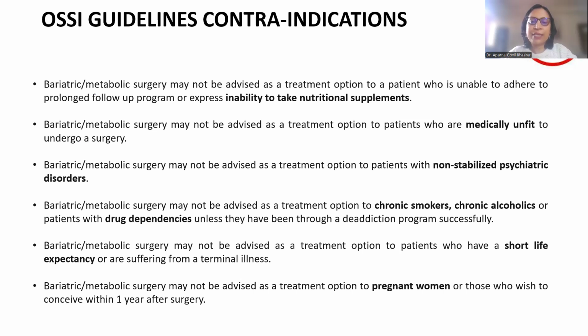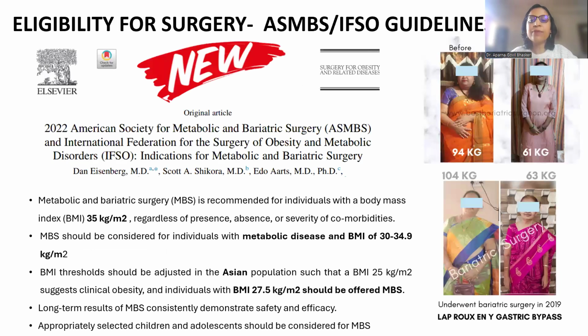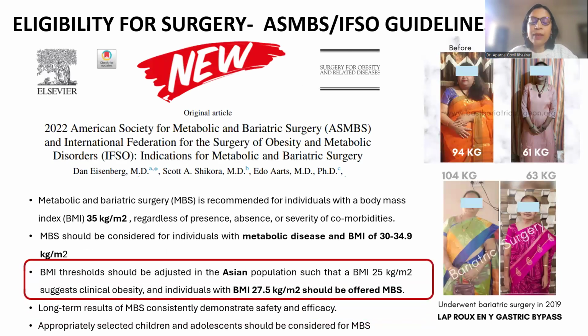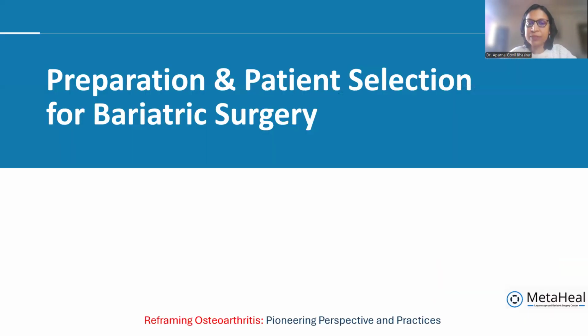The rest are basically general contraindications, like anybody who's medically unfit, anybody with a non-stabilized psychiatric disorder, anyone with a drug dependency, anyone with a short life expectancy, anyone with a stage 4 cancer, or any lady who wants to conceive within 1 year after surgery should not be recommended to have a bariatric surgery. The BMI cutoffs have recently been lowered even further, and now a BMI of 25 or above is considered obese for the Asian population.